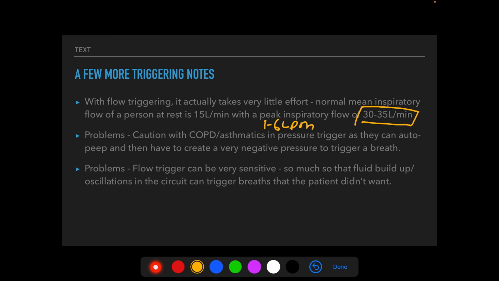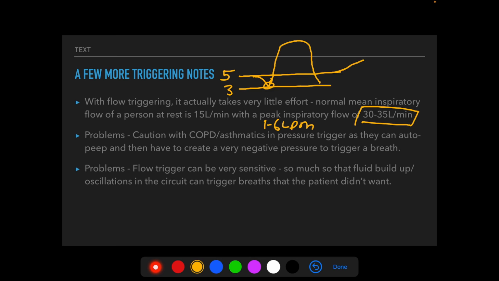A few problems we can run into with pressure triggering. You need to be cautious with patients with COPD or asthma. They can auto-PEEP, and then they have to create a very negative pressure to trigger a breath. What I mean by that is we'll go back to how we had our previous one drawn. We had our pressure of 5 centimeters of water of PEEP. We said they had to drop it to 3 to trigger a breath. Once we hit that 3, the vent senses the patient trying to take a breath and fires off a breath. Now, what happens if they have COPD or asthma and they're not given enough time to exhale?